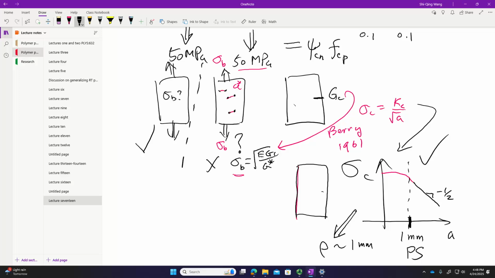Yeah? Two questions. Just make sure I understand. The linear region with slope minus 1 half, when it starts to obey Griffith's. That's Griffith's, when the cut is very large. That's when the cut starts to affect the critical stress.